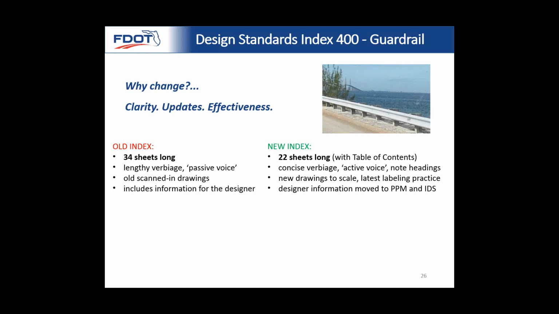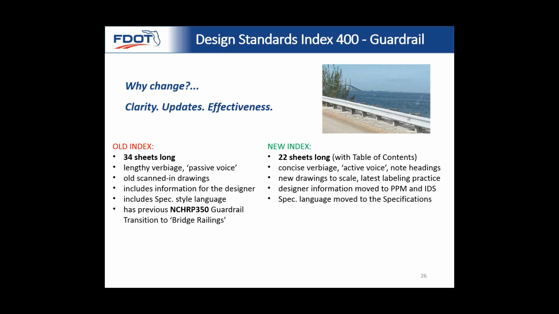And as I said before, Instructions for Design Standards have to do with information that specifically relates to one standard, and I'll show you where to find that in a moment. The old index had a lot of specification style language. The new index has the spec language moved to our specification, so that's information like length tolerances, height tolerances, material ASTM requirements, things like that are all in the specs now. They don't need to be on the drawings.